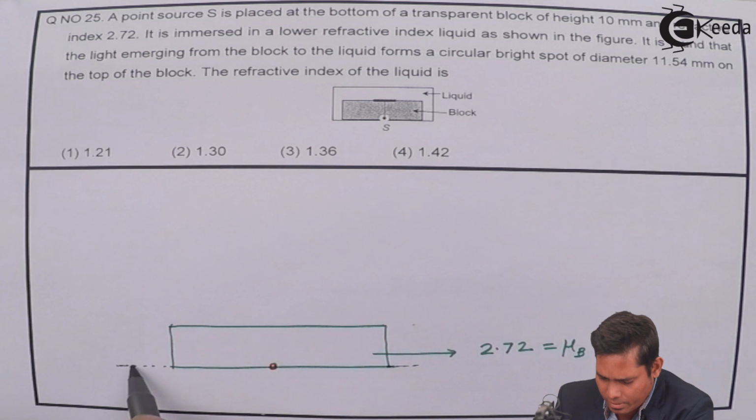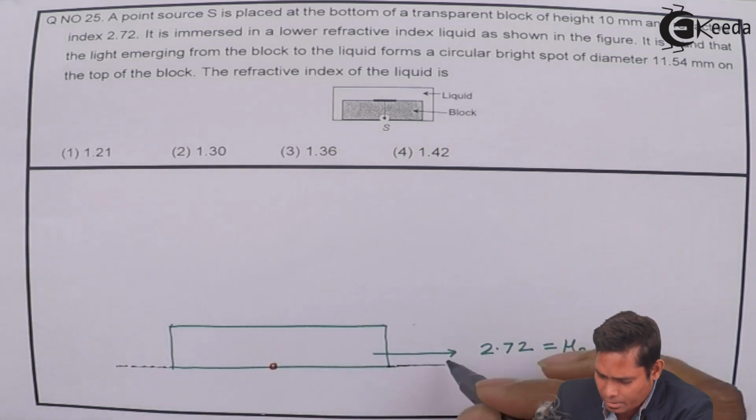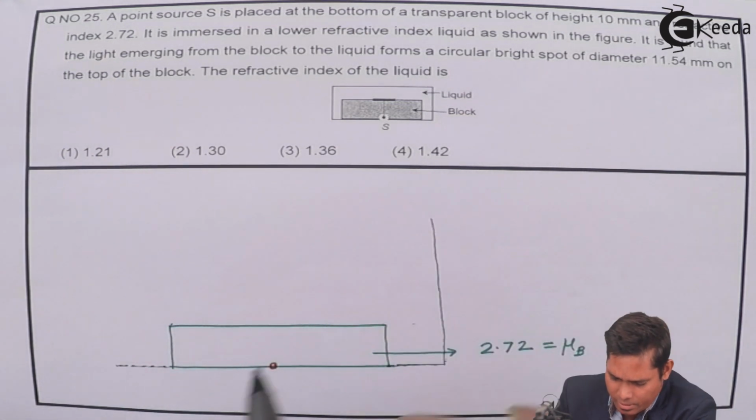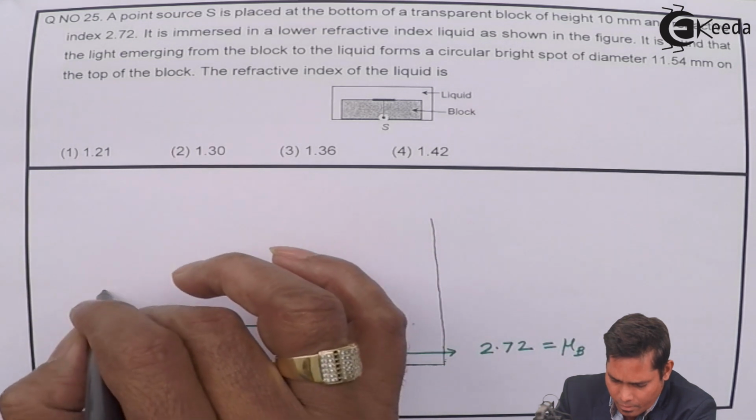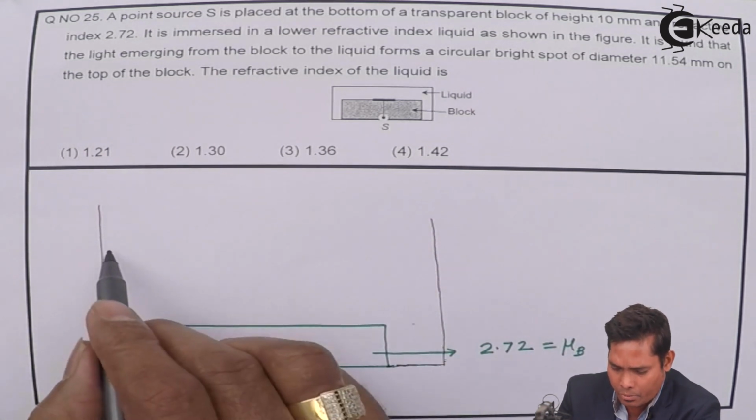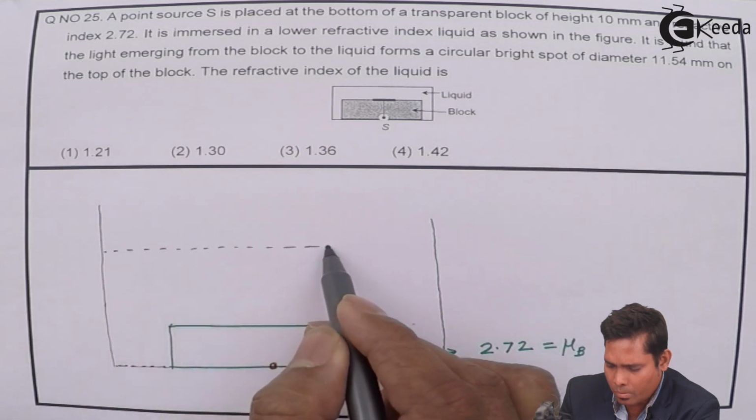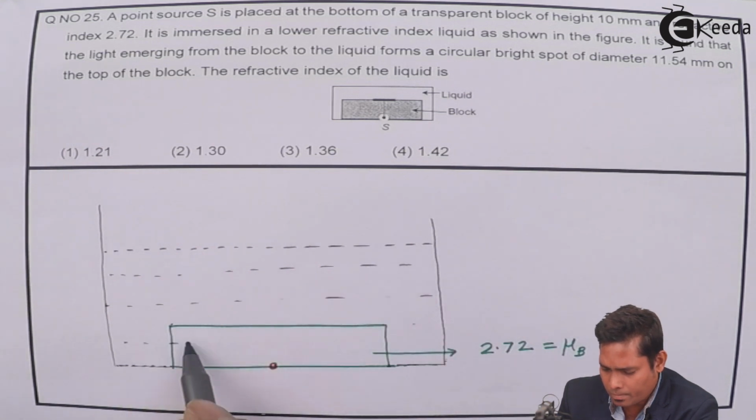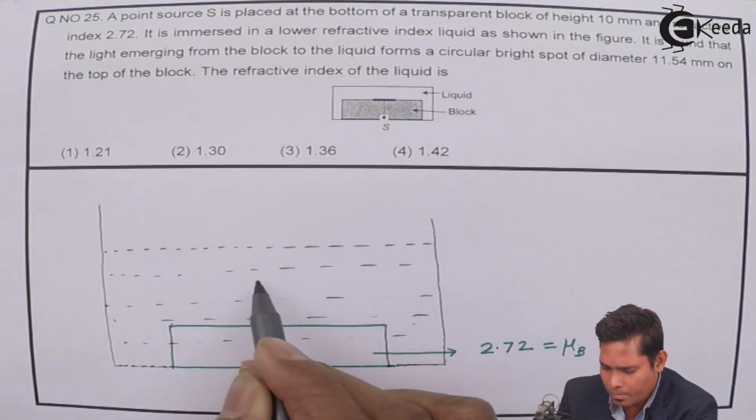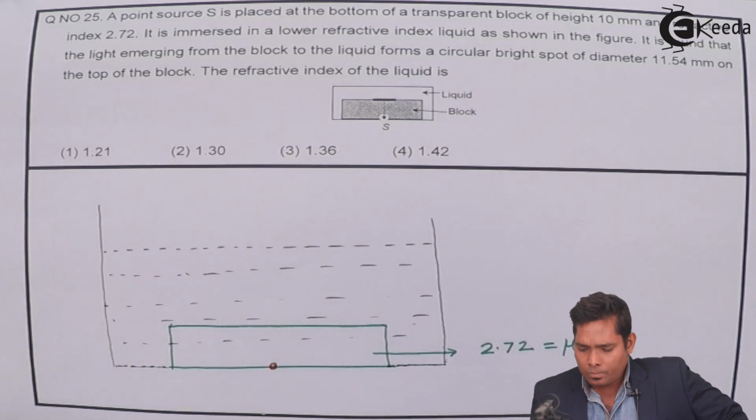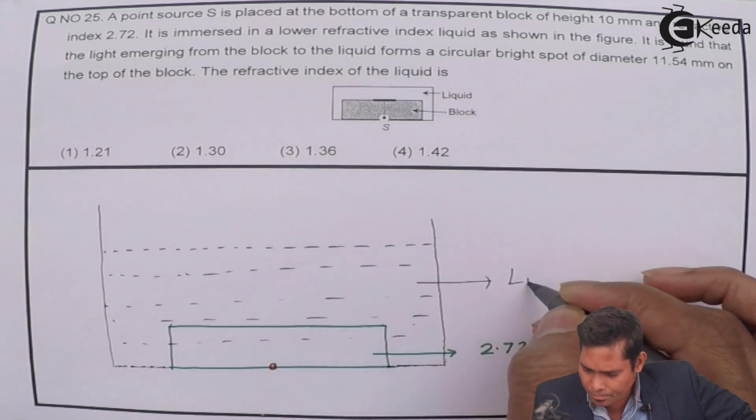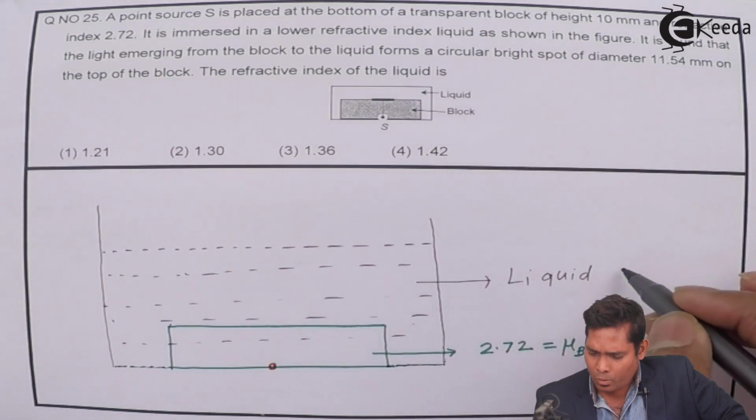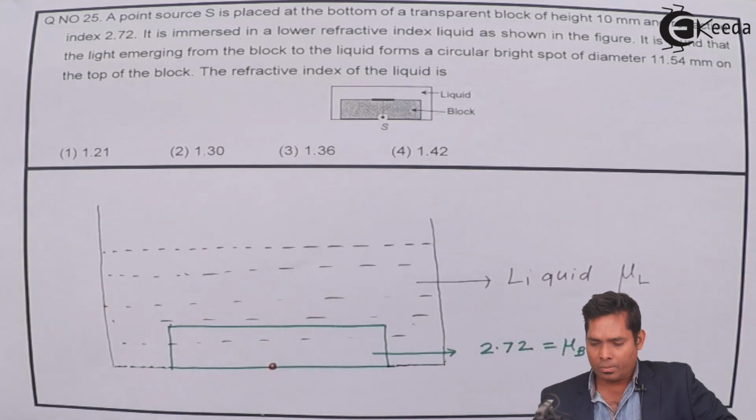So this is the base and is a container. Suppose this is a container which contains liquid, and liquid is poured up to this level like so. Okay, now this is a liquid whose refractive index is suppose mu L, refractive index of liquid.